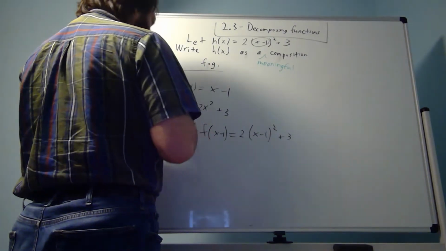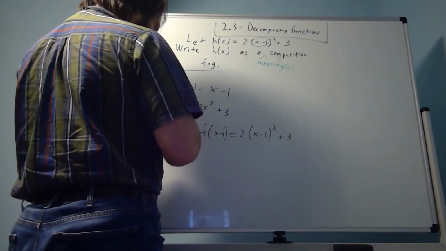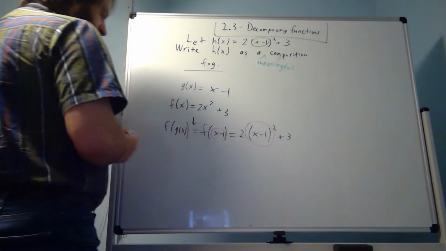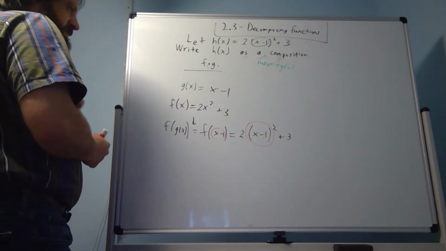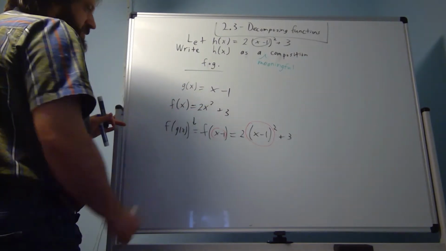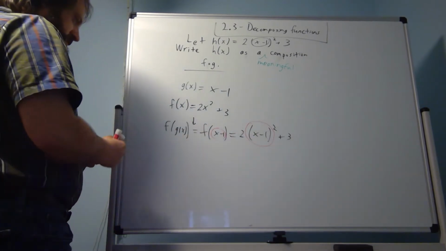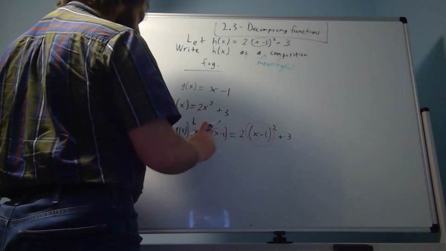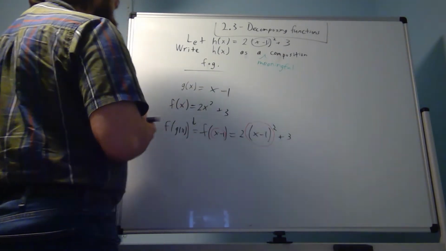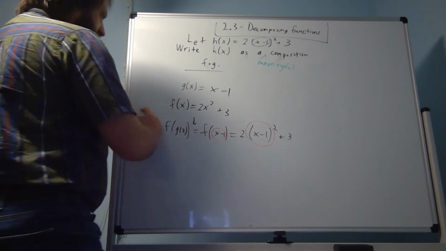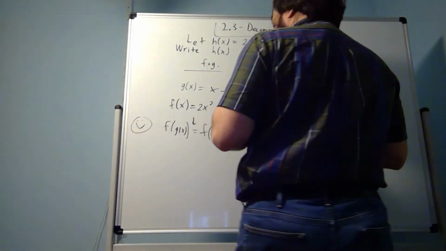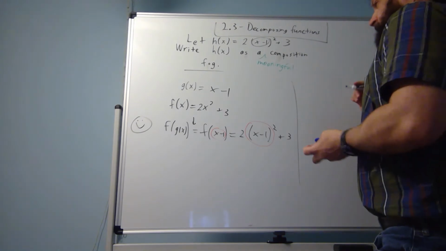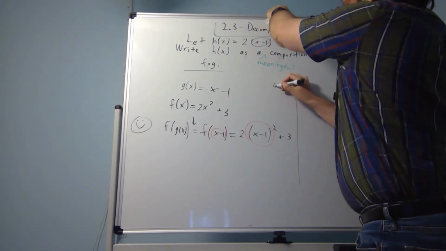So what do we have? We've got this inside function. So we take f of x minus 1, so it's not just x squared anymore, it's x minus 1 squared, but then twice that plus 3. And we're pretty happy here. So that's a pretty good solution. You can do other things too. So that's solution 1.